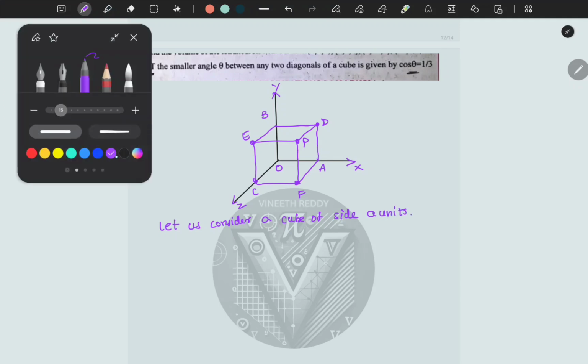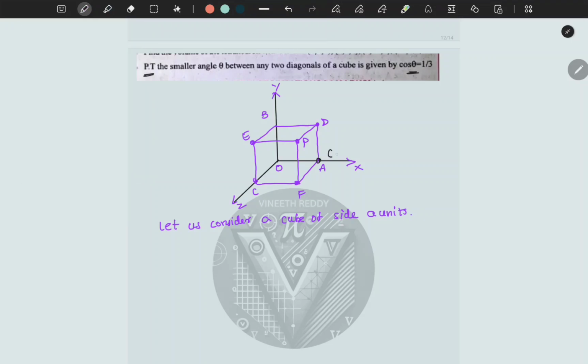So that means the coordinates of this point will be a comma 0 comma 0, this will be 0 comma a comma 0, this will be 0 comma 0 comma a. Now this will be, since it is in xy plane, z coordinate should be 0. Since this is in yz plane, x coordinate should be 0, and since this is in xz plane, y coordinate should be 0. Since this is in space, let us take it as a.